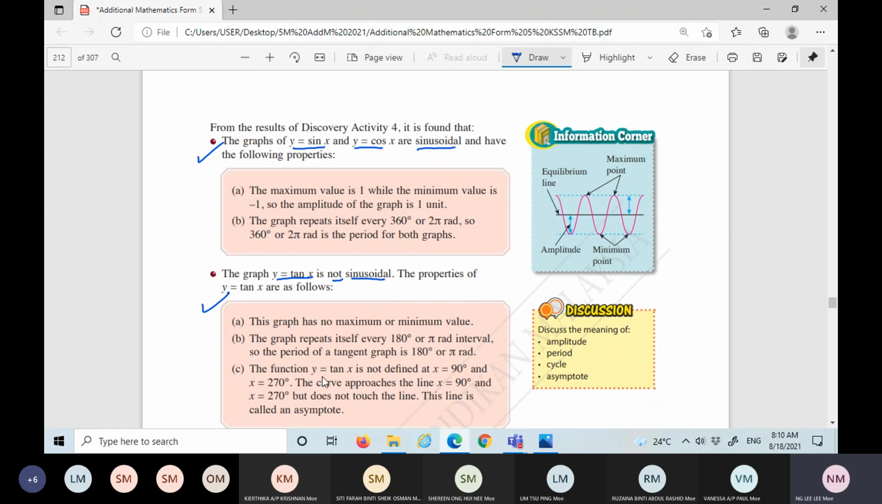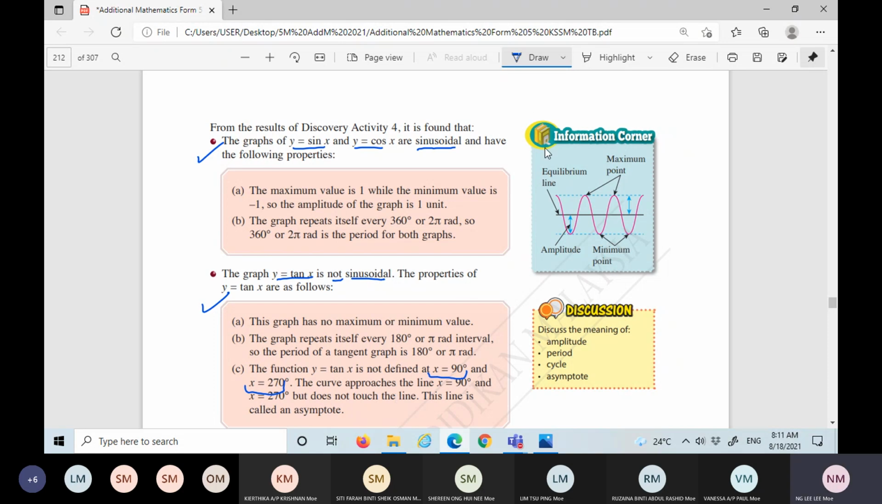The function y equals tangent x is not defined at x equals 90 and x equals 270. This is very important. You can highlight these two. These two are the asymptotes. The curve approaches the lines x equals 90 and x equals 270 but does not touch the lines. This line is called an asymptote.